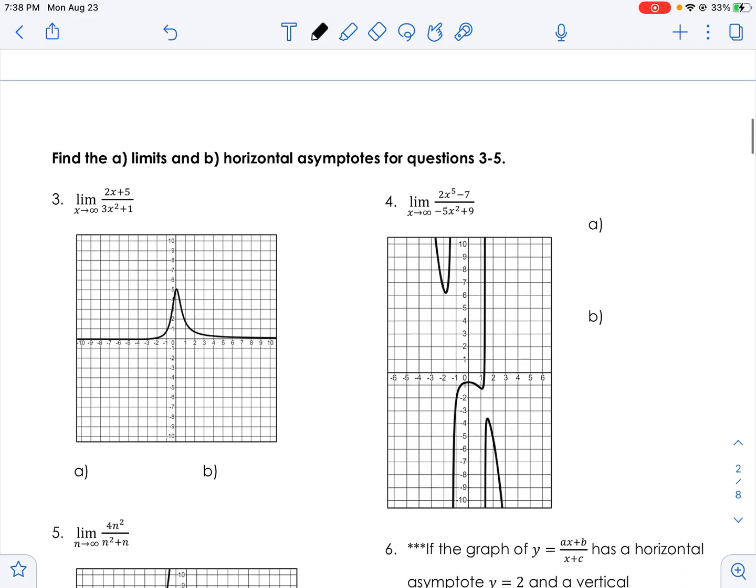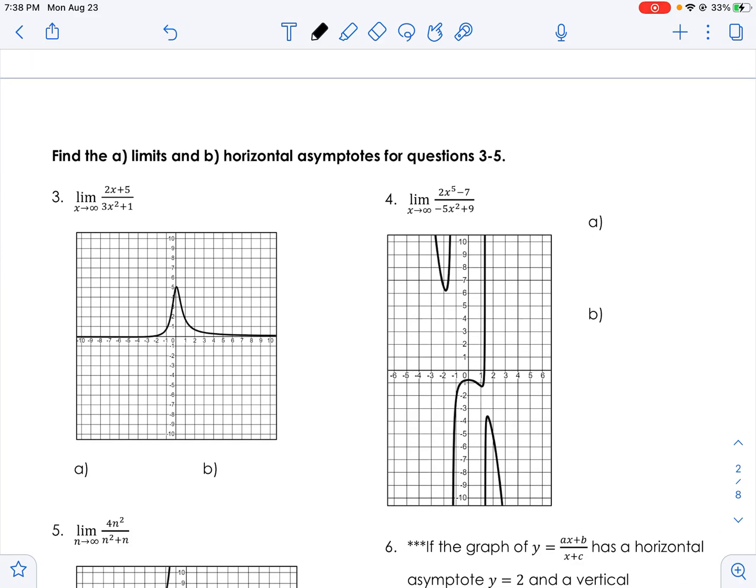Moving on to the next page. We want to find the limit and identify the asymptotes. Remember, our asymptotes have to be written as an equation because they're horizontal. That equation is going to be y equals a number.